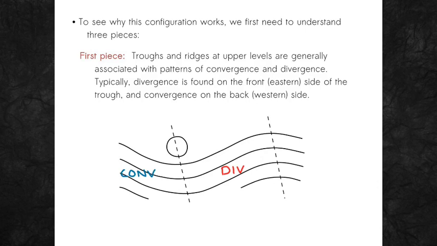Now, as I said, I'm not really going to try to explain this. It's kind of subtle. If you want to understand this, you probably need to take more advanced courses. But this is how it works. On the front side of a trough at upper levels, we get divergence in the winds. And on the back side, we get convergence in the winds. So that's the first piece, the convergence and divergence patterns associated at upper levels with the troughs and the ridges.